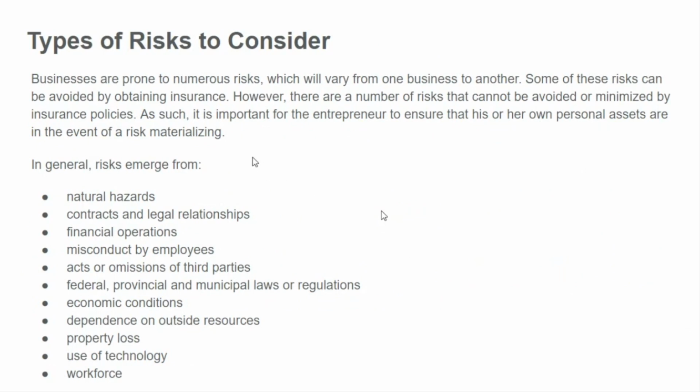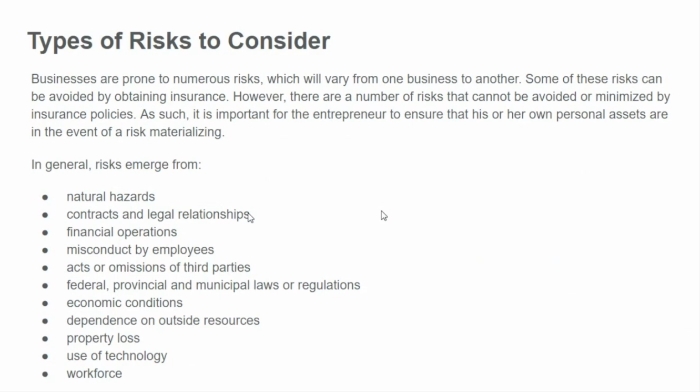So types of risks to consider, for example: risks emerge from natural hazards, contracts, legal relationships that could end up in court, financial operations, misconduct of employees, acts of omissions, federal, provincial, municipal laws or regulations, economic conditions, COVID hits. Dependence on outside resources. I'm relying on this company to do this for me. They didn't do it. That affects my ability to do the job.